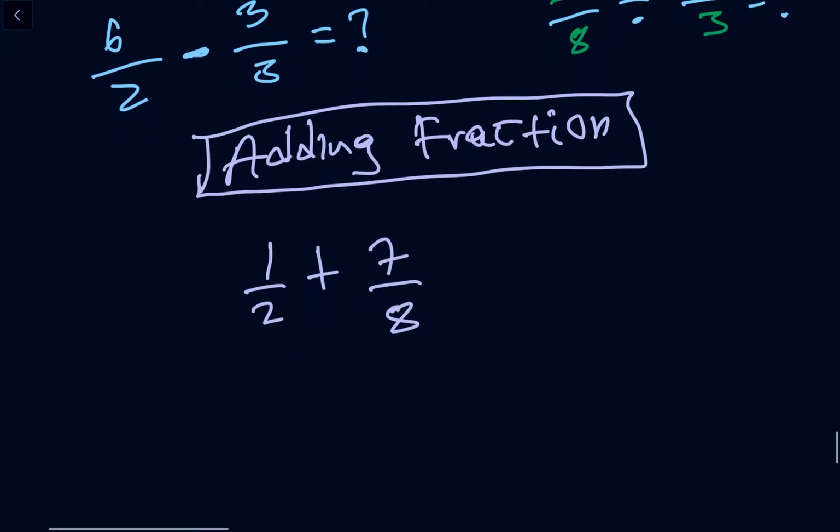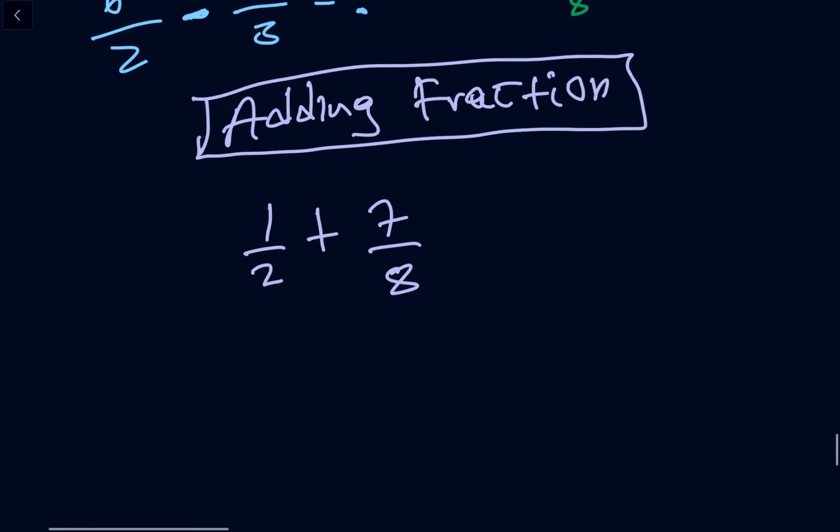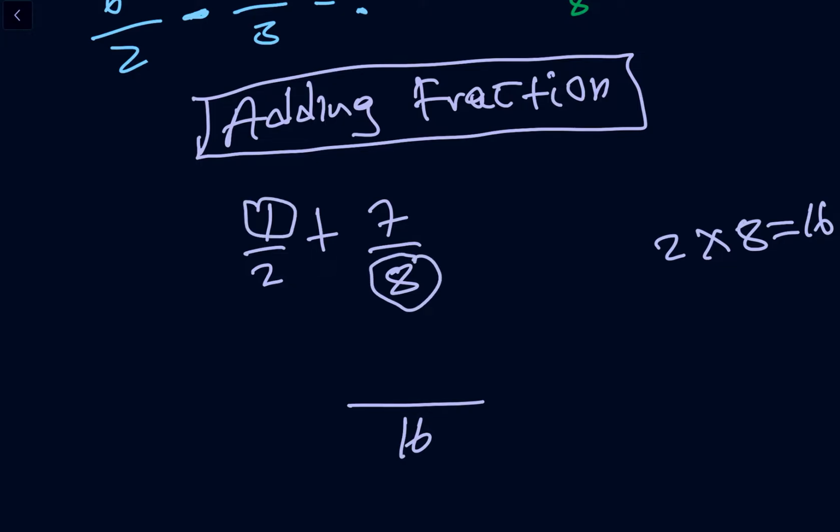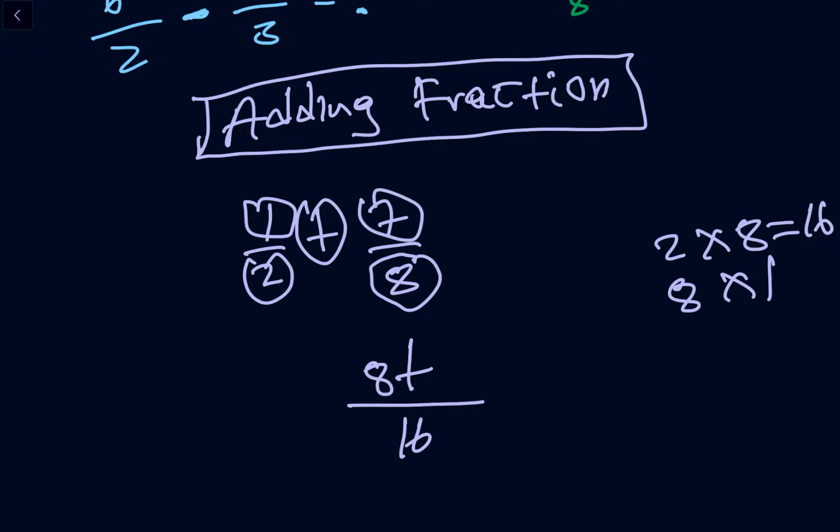To add fractions, it's very easy. The first thing you need to do is draw the fraction line and then multiply the denominators, which is 2 times 8. You end up getting 16. Put it down on the denominator, and then you cross multiply. Take 8, multiply it by 1; 8 times 1, you end up getting 8. Put it here, and then bring down the plus sign. Multiply 2 times 7. 2 times 7 is 14. Put it here.